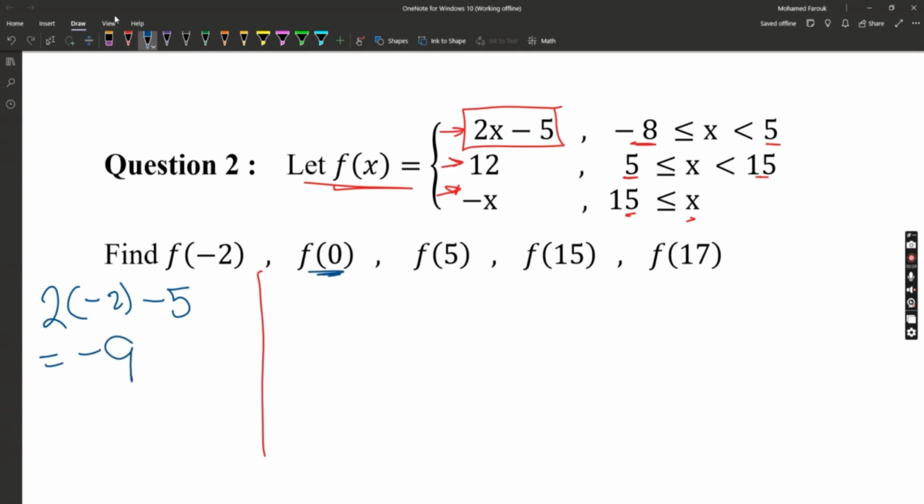Okay, the same with this one. We will search where 0 is. It's between -8 and 5. So we will substitute in the first part of the function. So it will be 2 times 0 minus 5, which is equal to -5.